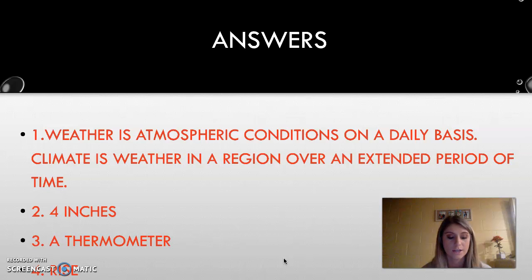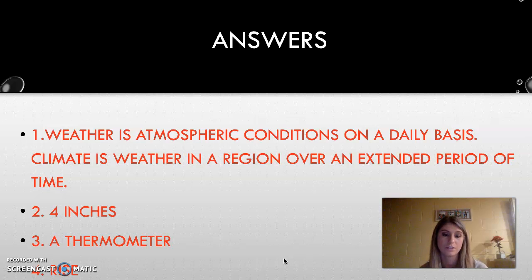Number 4 asked, does hot air rise or fall? And we learned that hot air rises and cool air falls. So number 4 is rise. Remember the wind cycle. Hot air rises, cool air falls, and it creates a circle, and that's why we have wind. Number 5, it kind of got cut off on the screen, but it asked what are some different forms of precipitation.